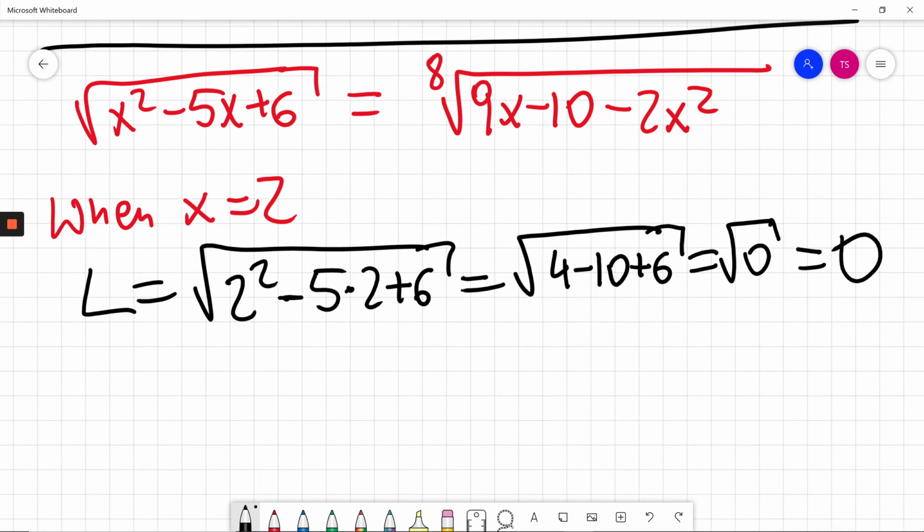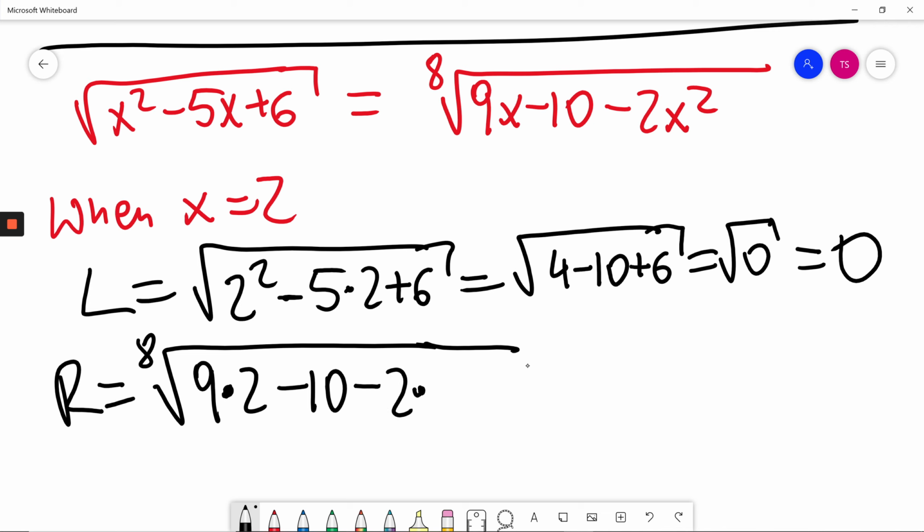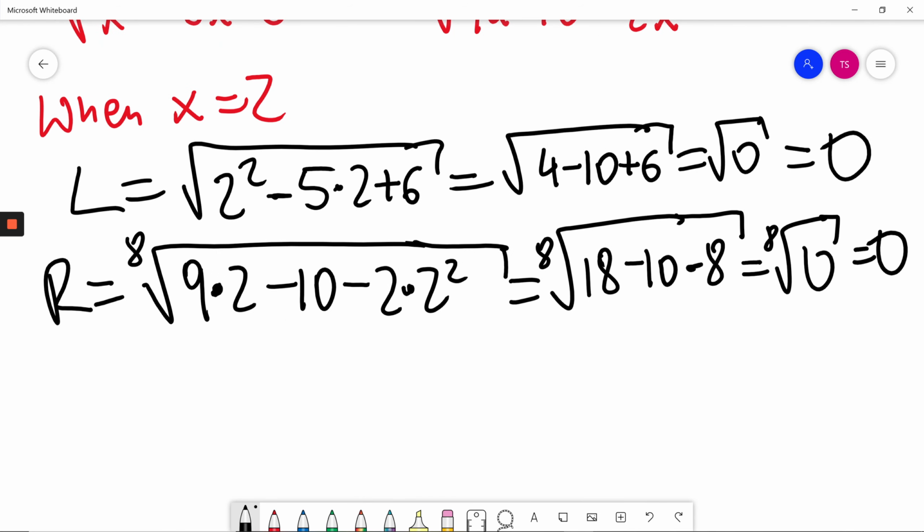And when x is 2, the right side of the equation will be equal to the 8th root of 9 times 2 minus 10 minus 2 times 2 squared, which is equal to the 8th root of 18 minus 10 minus 2 times 4, which is minus 8, which is equal to the 8th root of 0, which is equal to 0. Both sides are equal for x equals 2, so x equals 2 satisfies that equation. So this is my answer. The answer for this problem is x is equal to 2.